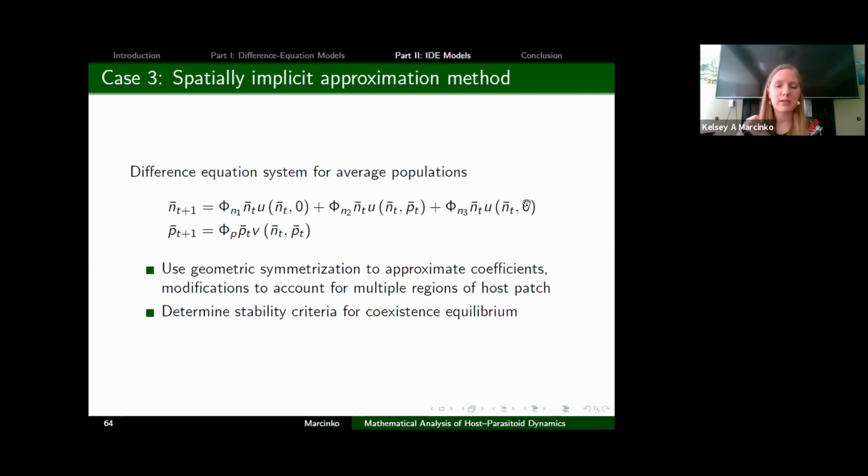So our equation system is a bit more complicated here, and the trick was to look at how I can use geometric symmetrization, which worked so nicely for case 2, to approximate these 3 different coefficients accounting for those multiple regions. And then once I had that, being able to determine the stability criteria for the coexistence equilibrium, and from that determining the critical speed for parasitoid persistence.